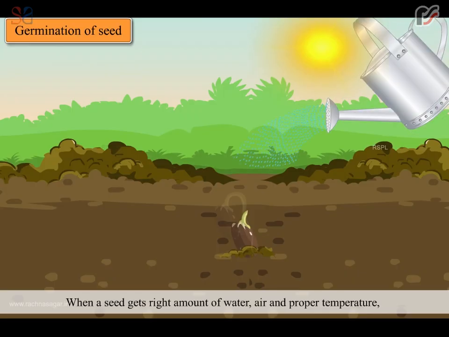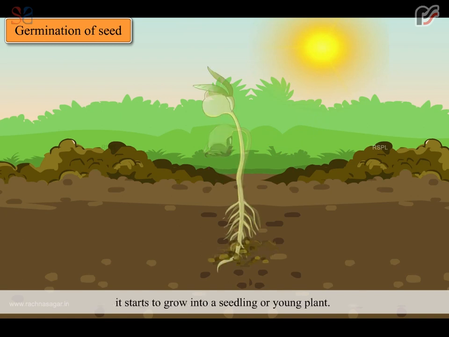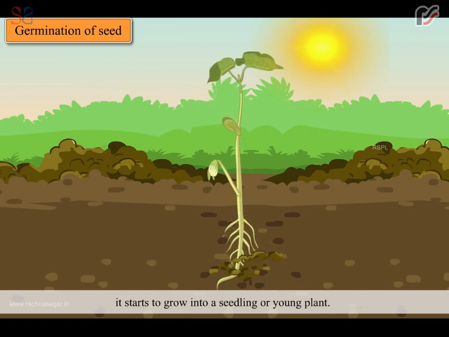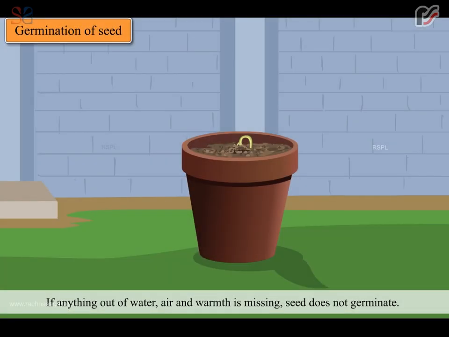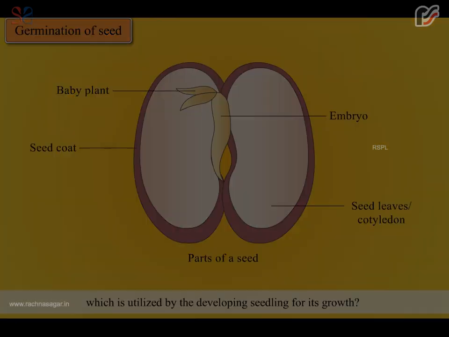When a seed gets the right amount of water, air and proper temperature, it starts to grow into a seedling or young plant. This process is called germination. If anything out of water, air and warmth is missing, the seed does not germinate. Dear, do you know that the cotyledons of a seed contain stored food which is utilized by the developing seedling for its growth?